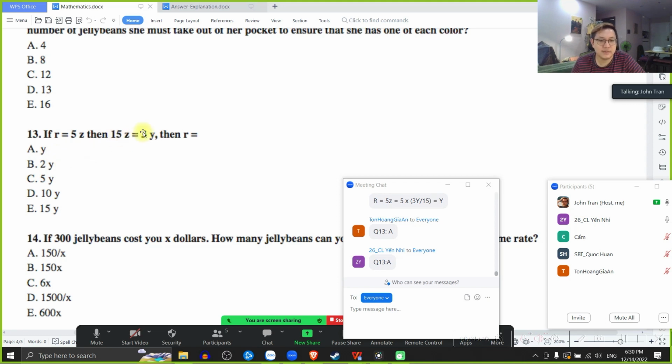Nếu mà 15Z equal to 3Y, then it means that 5Z equal to Y, right? Nếu 15Z bằng 3Y đi, thì tức là 5Z nó sẽ bằng Y. Mà 5Z đó là bằng bên kia nữa. Cho nên là R sẽ bằng Y. So 5Z equal to Y, but 5Z also equal to R. So R equal to Y.